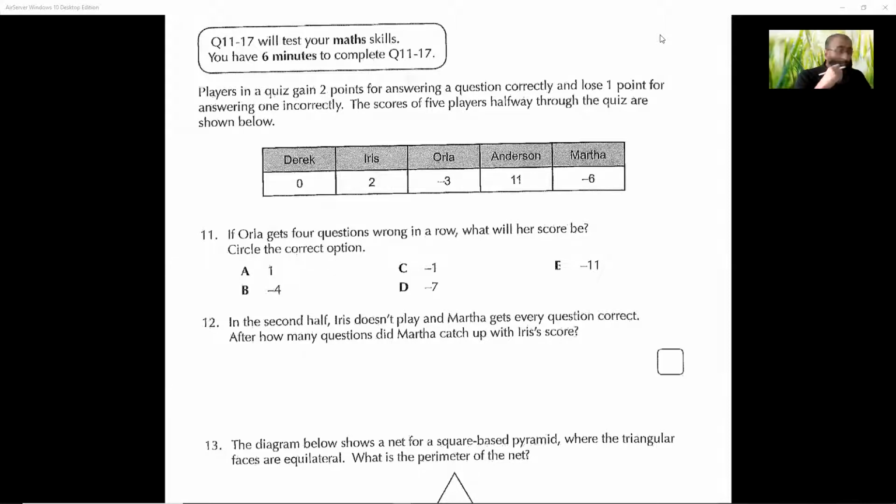Players in a quiz game gain 2 points for answering a question correctly and lose 1 point for answering one incorrectly. The scores of 5 players halfway through the quiz are shown below. If Ali gets 4 questions wrong in a row, what will her score be? Choose the correct option.